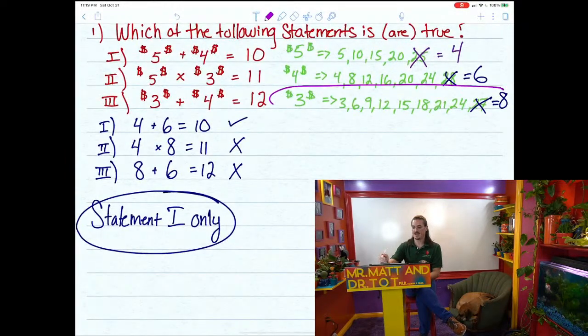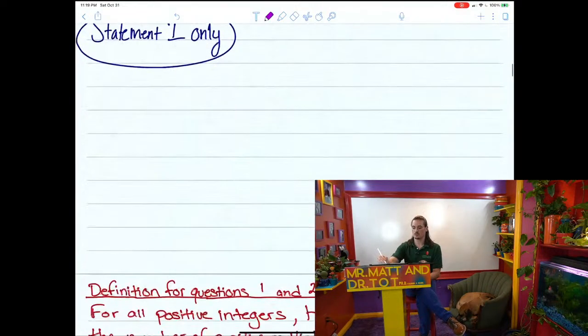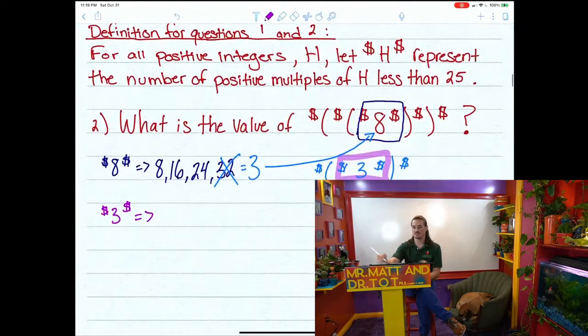So then we get back again $8, which will revolve again into 3. We've already solved that in the first step right there. So this kind of does a flip-flop back and forth, but the ultimate answer to number 2 was 3.